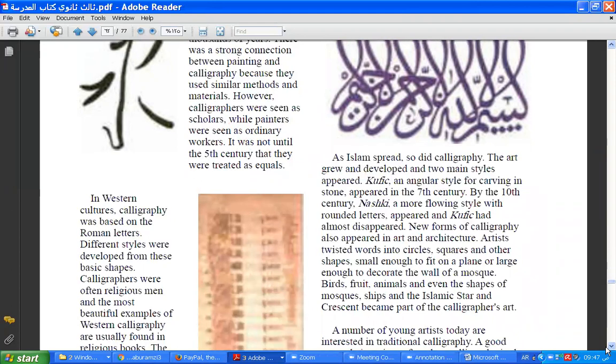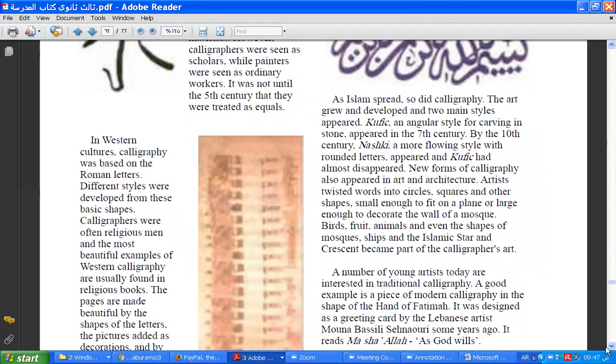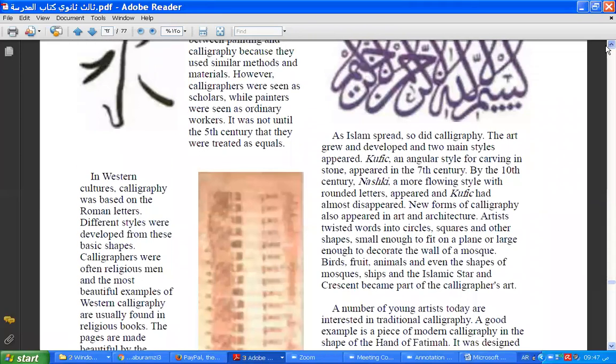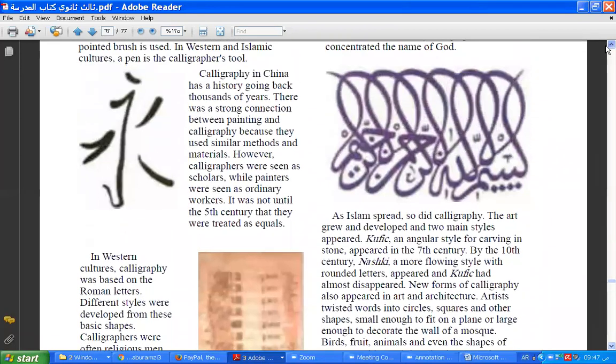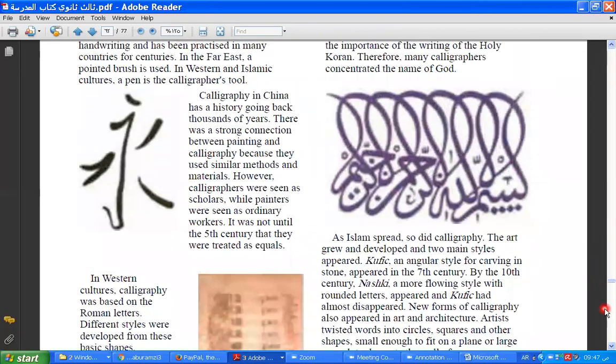Well, I believe it's because it's a form of art that you teach from generation to generation. So that's why the calligraphers were treated and seen like that. Exactly, this is a good idea.